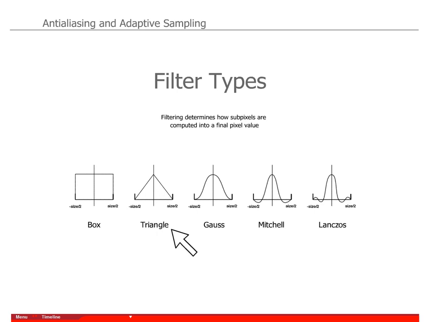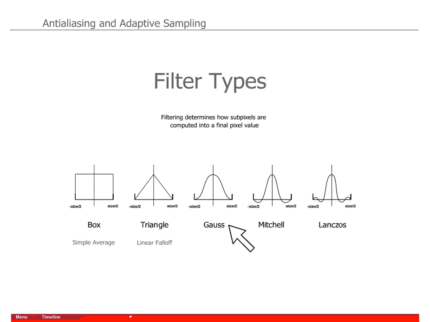So triangle offers a really good balance between a filtered version and keeping the sharpness and details inside the image. That's one of the best filters, and very simple and very efficient. It's very quick to compute. So box is a simple average, whereas triangle is a simple linear falloff based on distance.